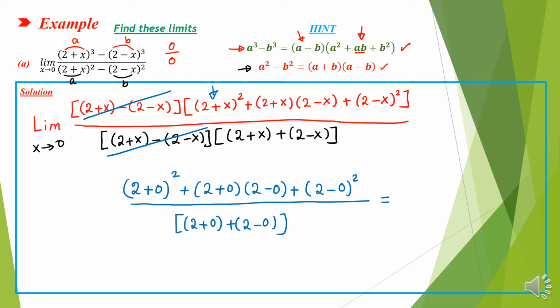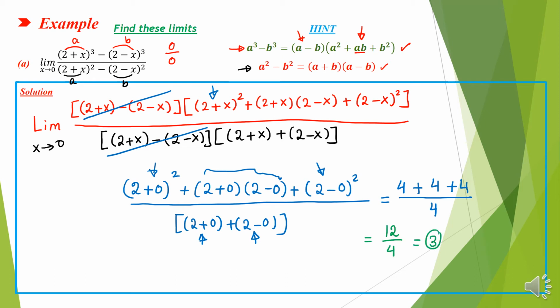So in numerator (2 plus 0)^2 equals 4, plus this term, it means 2 times 2, which is 4, plus (2 minus 0)^2 is 4, divided by, here we have 2 and here we have 2, so 2 plus 2 equals 4. So the answer will be 12 divided by 4, and this gives us 3.